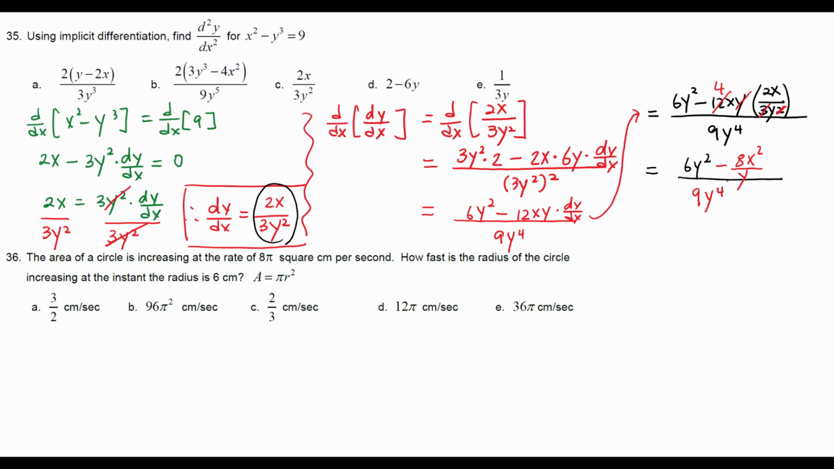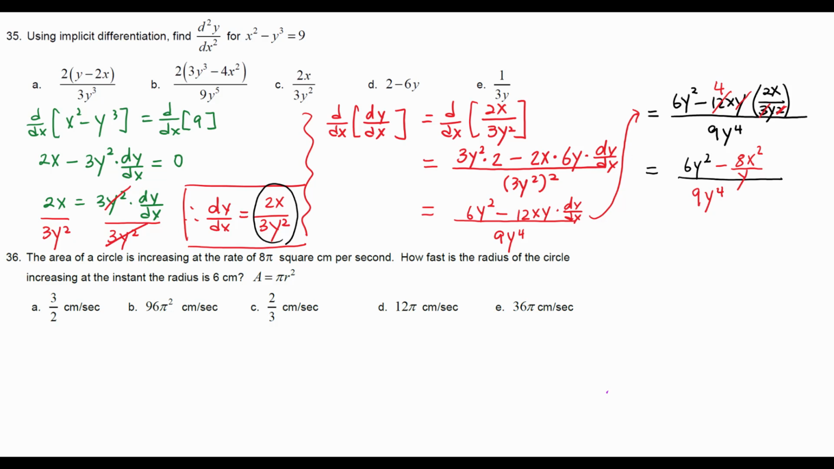Now, my answer is a complex fraction, and as you see from your multiple choice, I don't have any complex fraction answer. So I need to simplify that. And to do that, you would need to multiply the top and bottom of the fraction by y.